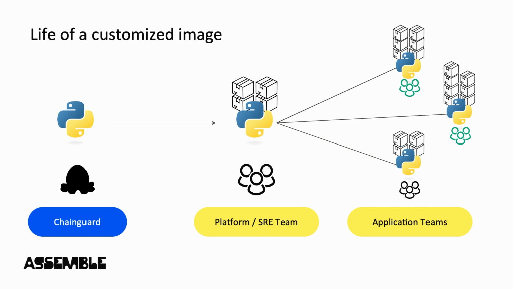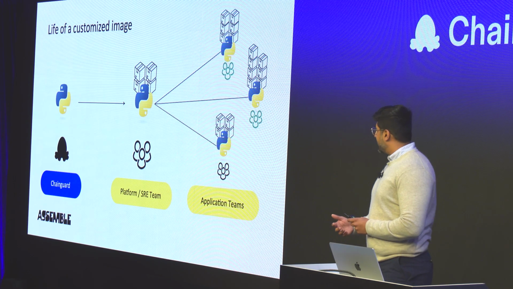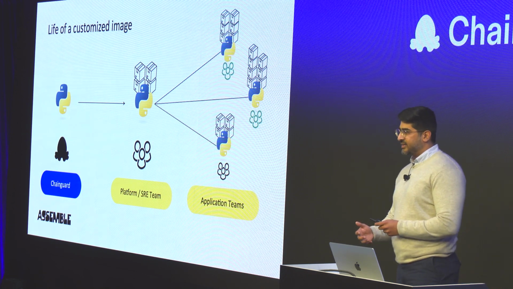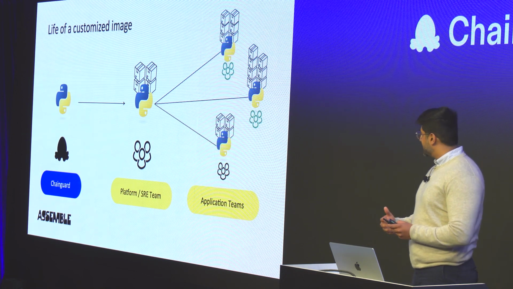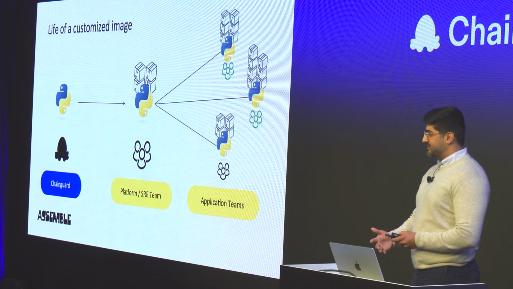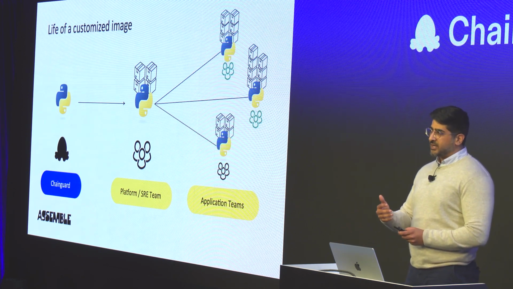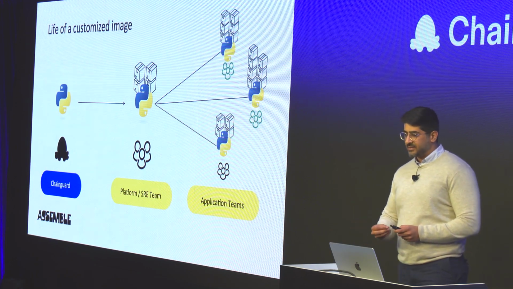Usually when an organization goes to pull it, it's a platform or an SRE team. It's a central platform team that pulls down the image into their internal registry. They might do some minor customizations here. So this is the first round of customizations. Here they might add packages for compliance needs. Maybe they might need to add some cryptography modules.